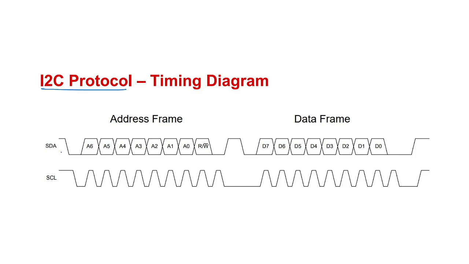First, this is the start condition. In the start condition, first SDA will be pulled from high to low. Next, SCL will be pulled from high to low. So this is nothing but my start condition.